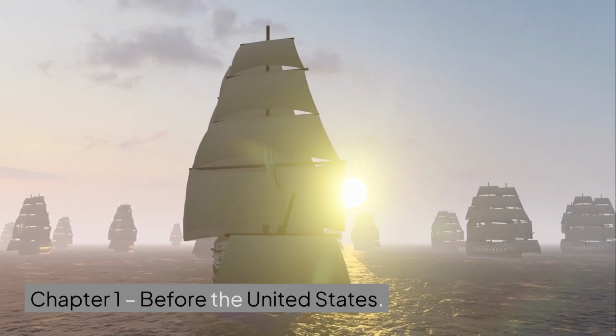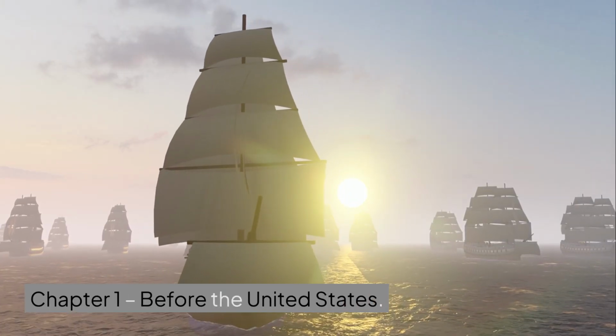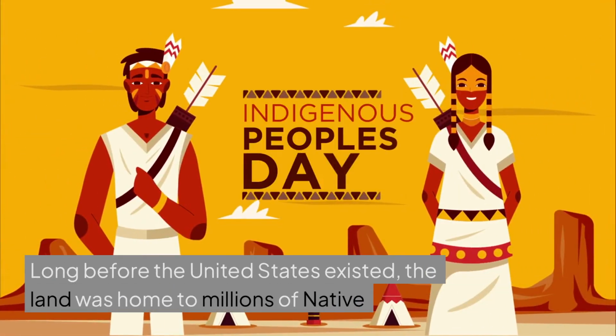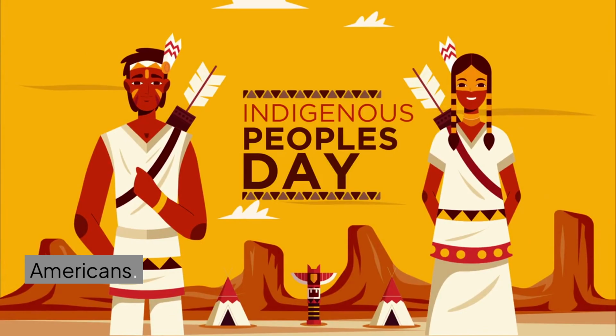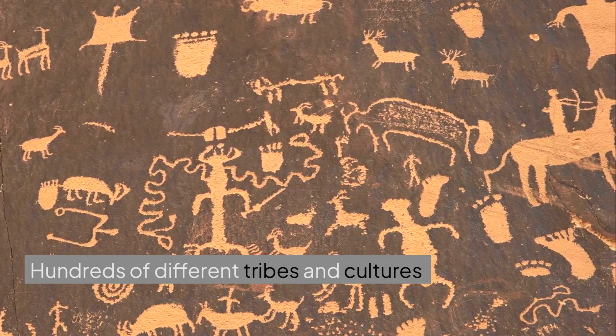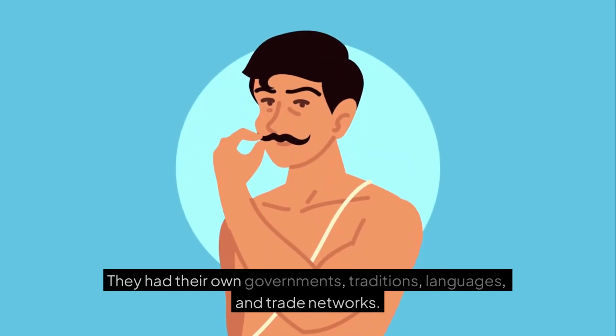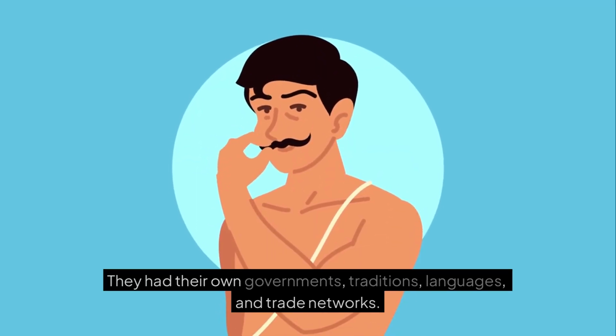Chapter 1. Before the United States. Long before the United States existed, the land was home to millions of Native Americans. Hundreds of different tribes and cultures lived across the continent. They had their own governments, traditions, languages, and trade networks.